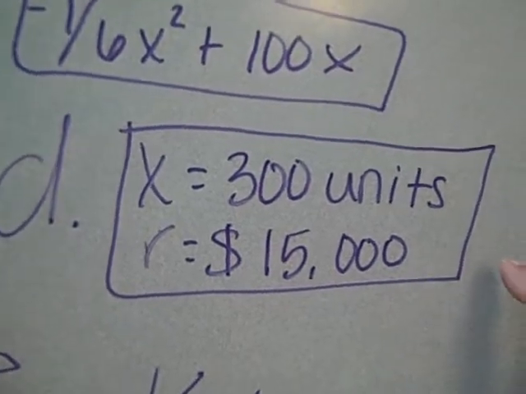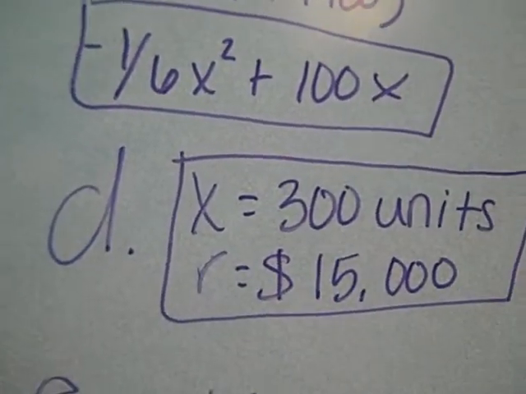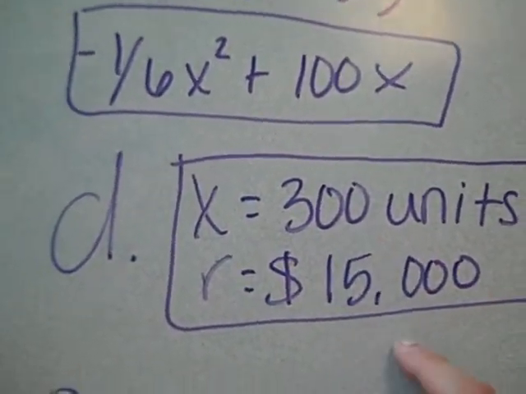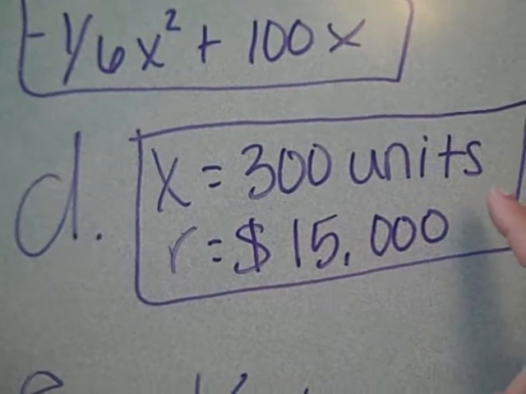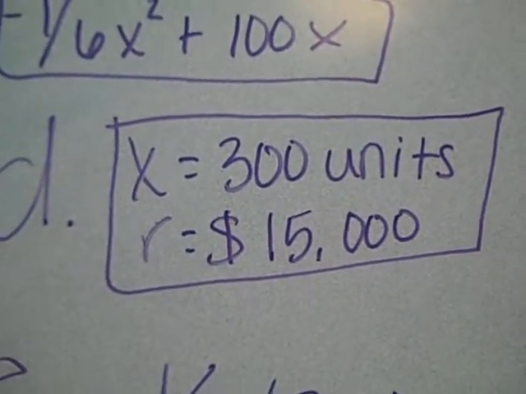And using the equation that we put in our calculator, we found the max on the calculator, and it came out to be 300 and then 15,000. So they sold 300 units. The max you can sell is 300 units, and the max revenue will be $15,000.